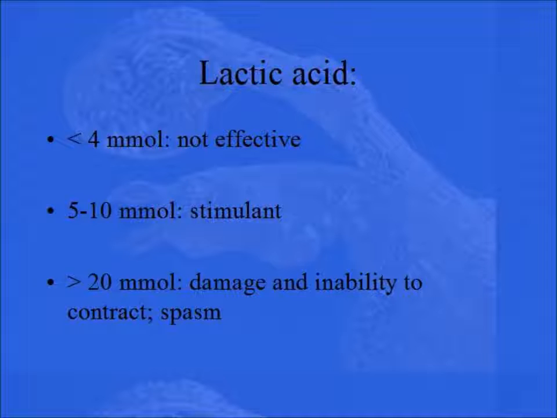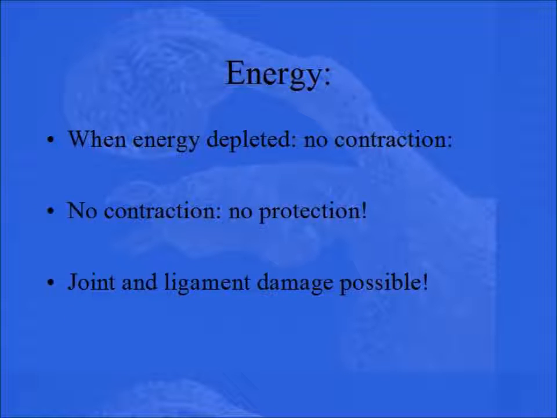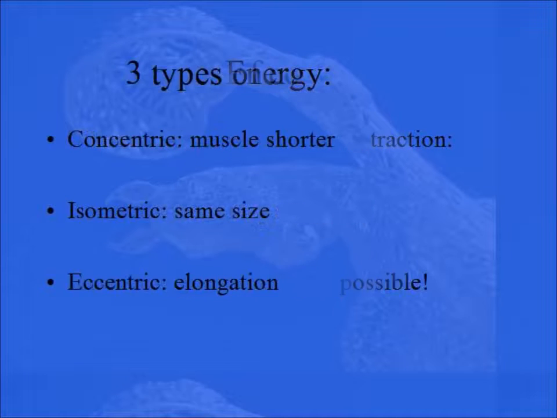And if you have 4 millimoles or less, then the lactic acid is not effective in stimulating. If it's between 5 and 10, it will be very effective in stimulating new muscle development. And when you go above the 20, you get damage. And if you remember that shape of the graph, it quickly goes up, so they're very close together. And when the energy is not available anymore, you will have no contraction. When you have no contraction, you have no protection. Muscles can no longer protect joints and ligaments by contracting. They're certainly less capable of absorbing force on those ligaments and tendons, and that's when you get the damage.